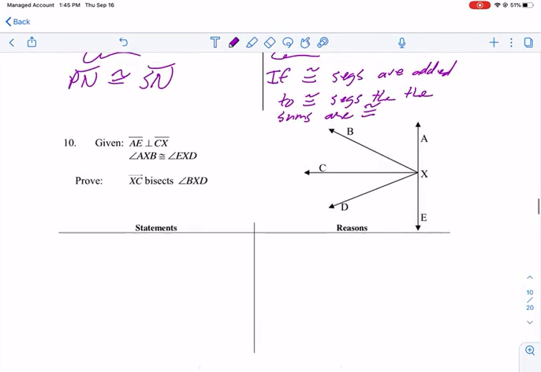All right, AE is perpendicular to CX, so these are right angles. AXB is congruent to EXD, which is that one. And we want to show that it bisects this middle angle BXD. So kind of we're trying to show that this angle is congruent to that angle.